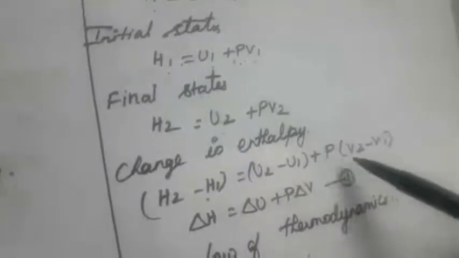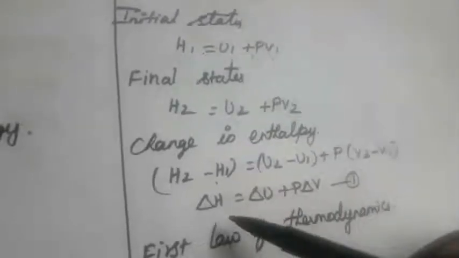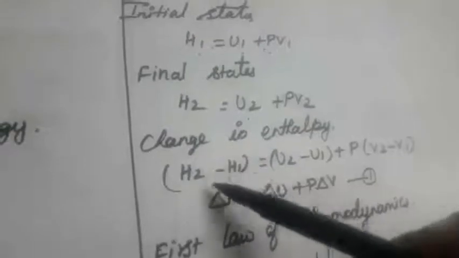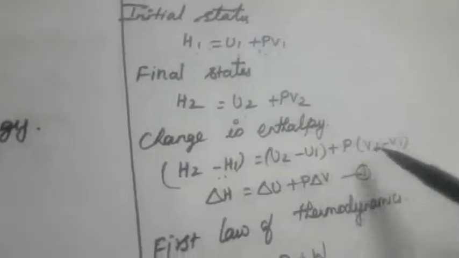So the change in enthalpy is the final state minus the initial state. That is H2 minus H1 is equal to U2 minus U1 plus P into V2 minus V1. So that is the final state to the initial state. Delta H is equal to delta U plus P delta V. So that is the change in the enthalpy, internal energy and the volume.